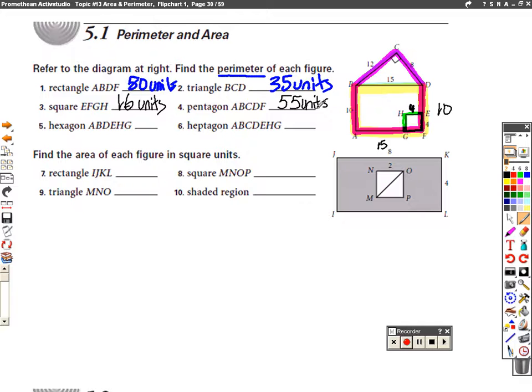All right, hexagon ABDEHG. All right, let's look at that one. I'm going to erase a lot of the stuff we put right here. Okay, I'm going to outline that. So we're starting at A, B, D. So we're across here. E, H, G. This one.